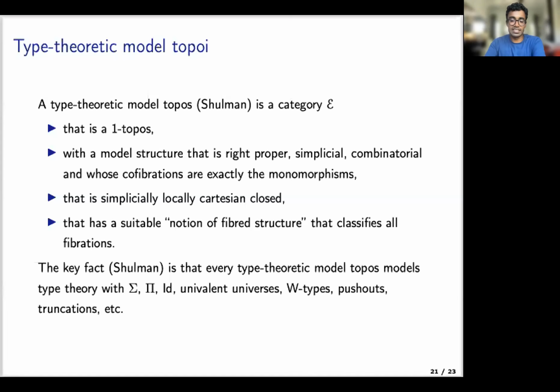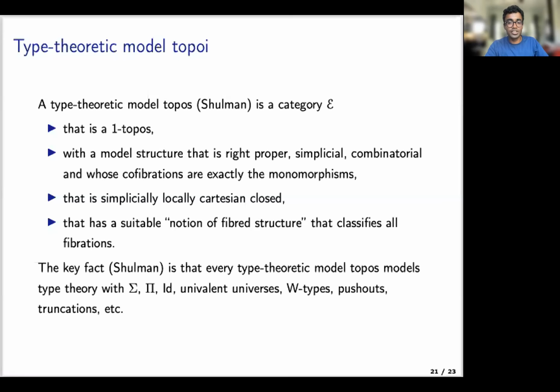For example, modalities and things like that make a lot of sense in infinity topoi that are not spaces. Right. So a type theoretic model topos is a category that's a one topos that has a model structure that's right proper, combinatorial, simplicial, and whose cofibrations are exactly the monomorphisms. This last condition is called being a Szumiło model structure. It is simplicially locally Cartesian closed, so the adjoints in the local Cartesian closure are simplicial adjunctions, the adjunctions of simplicially enriched categories.